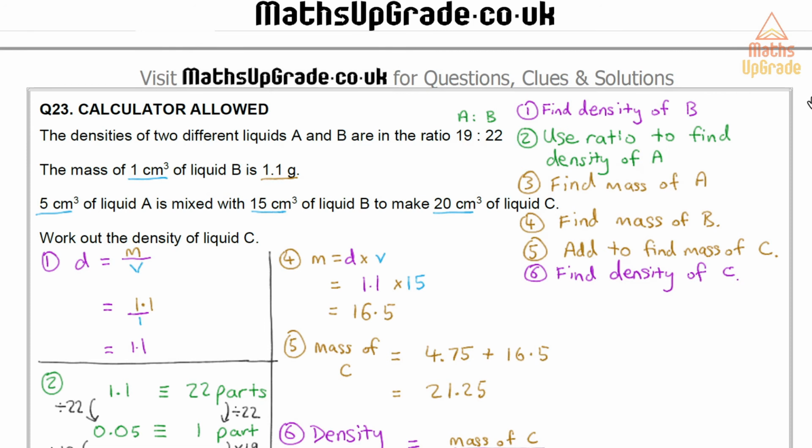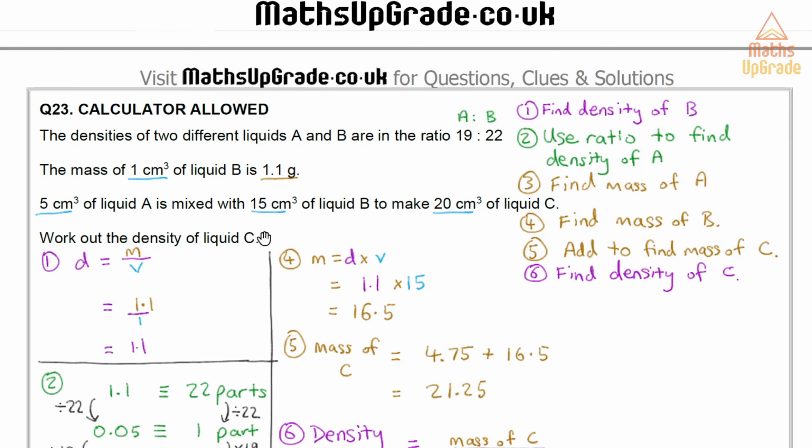So let's do step 1. Let's find the density of B. Density is given by mass divided by volume. The mass of B is given as 1.1 grams. The volume of B is 1 centimetre cubed. So 1.1 divided by 1 is just 1.1. That's in grams per centimetre cubed, and it's inferred in the question anyway.